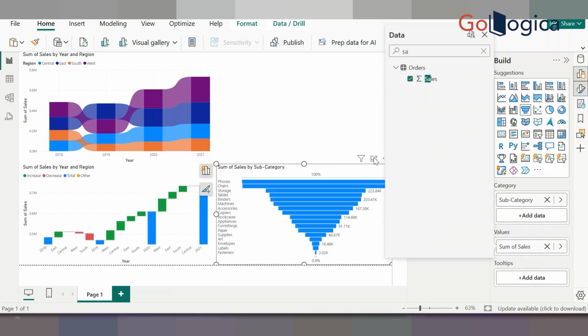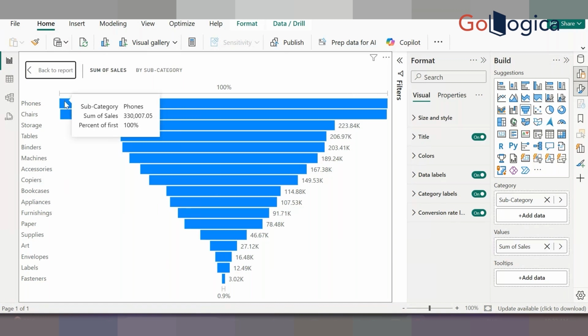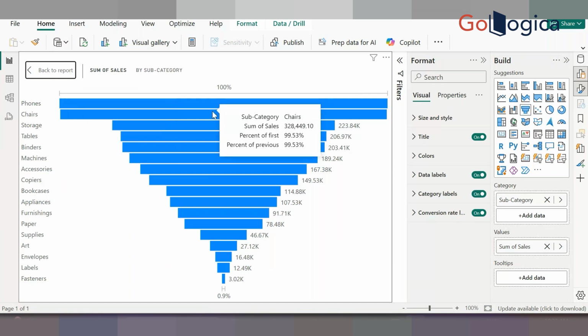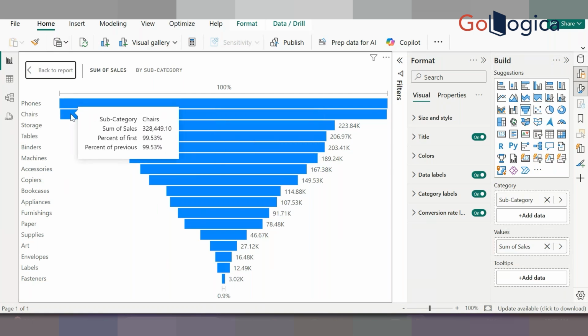The highest contributor is at the top, and the lowest contributor is at the bottom. So you can come to know which product has done the highest and which has done the lowest. We are able to see that information here. Apart from that, we see that phones have contributed 330K, whereas chairs have done 328K. So the difference between these is very small, 99.53%. Almost 99.53% of the higher value is what they have done in sales.